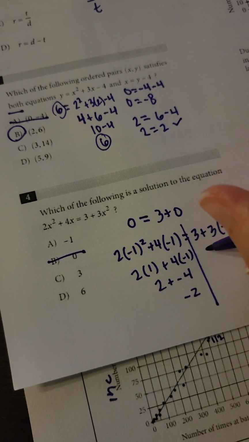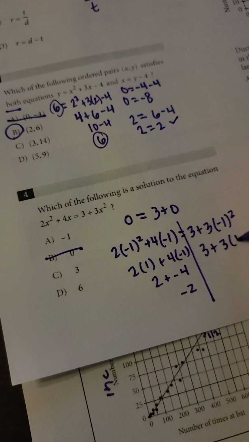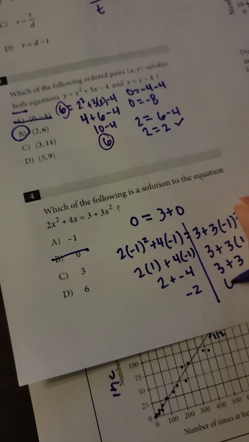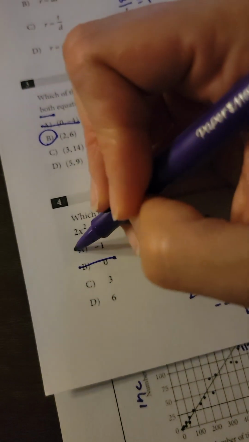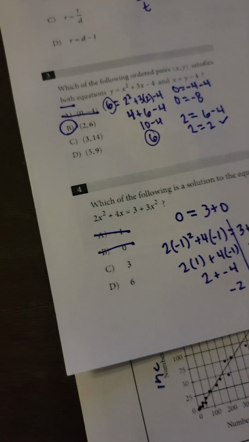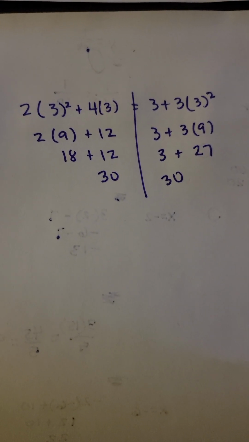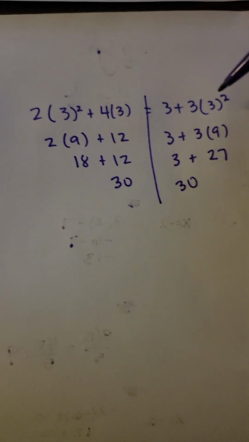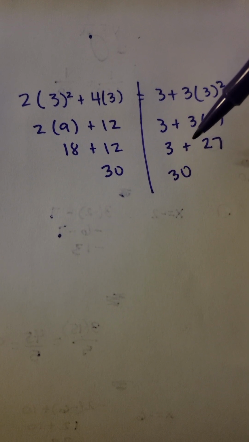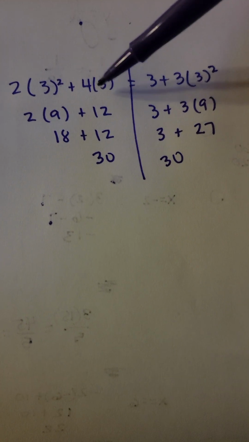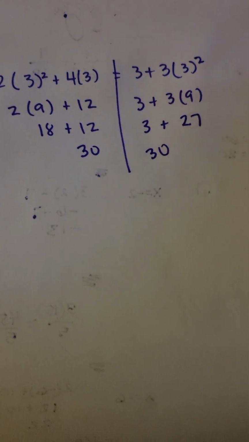I have to do my exponents first, and then I do my multiplication. And this is 6. So that didn't work. Then I have to try 3 or try 6. If you try 3, plugging in 3 everywhere, you're going to get that 3 works. Just check your steps and do your order of operations correctly, and you'll get 30 equals 30. So this one is choice C.